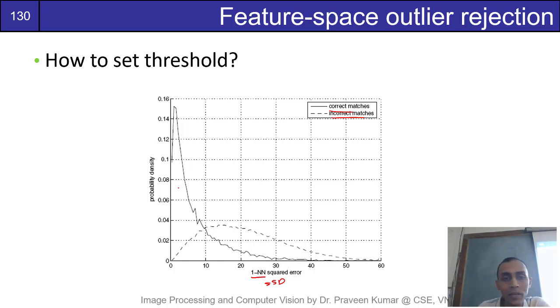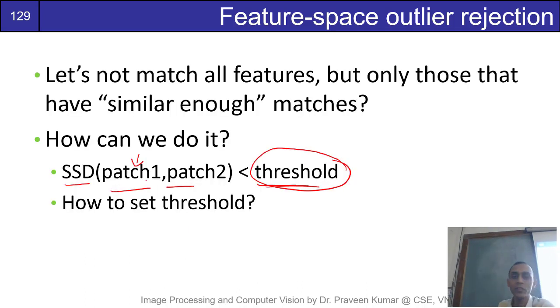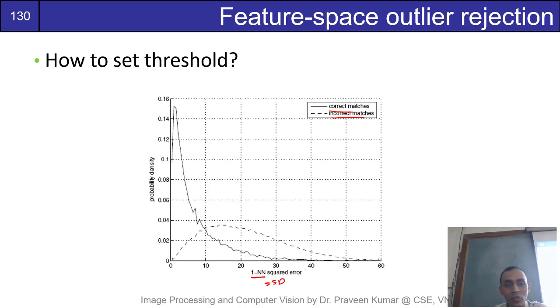What I'm saying here is that if it is going to be a correct match, this SSD value should be very low. When the SSD value is quite low, our correct matches are high and incorrect matches are very low. But as the sum of square difference increases, the correct matches fall down and incorrect matches increase. So we can put a threshold. For example, if you put a threshold somewhere here, that means we say the SSD value should be less than 10, then it is a correct match. Will that be good enough?